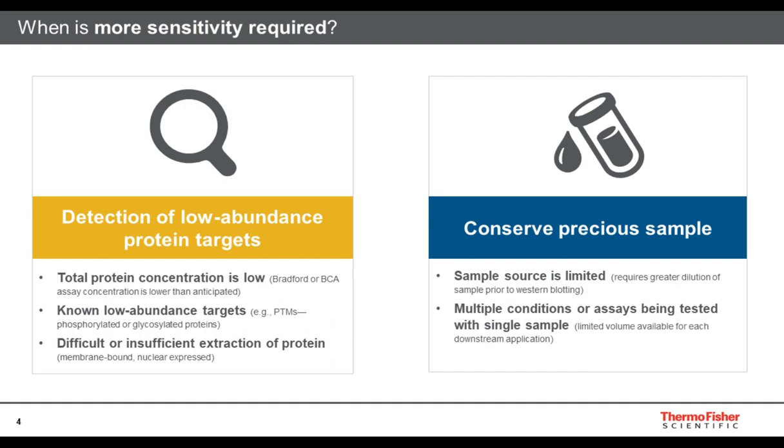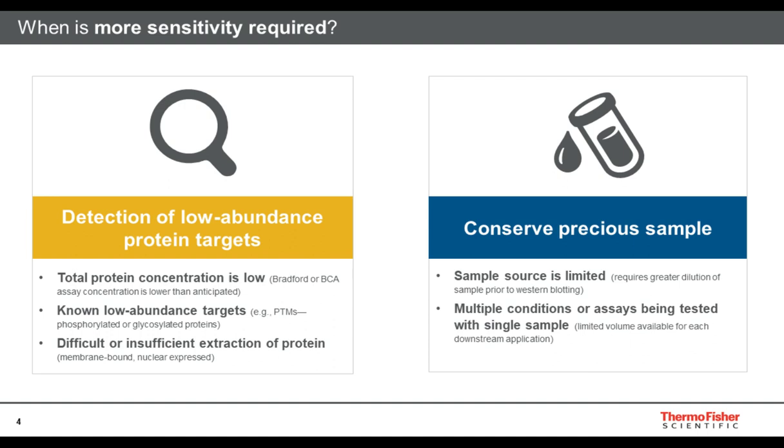The target may be low abundant for a variety of reasons. For example, the protein concentration assay may indicate that the overall protein volume or concentration was lower than expected. With a lower protein concentration, and if limited sample is available, there may be a need to load smaller amounts of concentrated protein onto the gel. If the protein load is more dilute, a highly sensitive system may be needed to offset that limited sample and adequately detect the specific target.